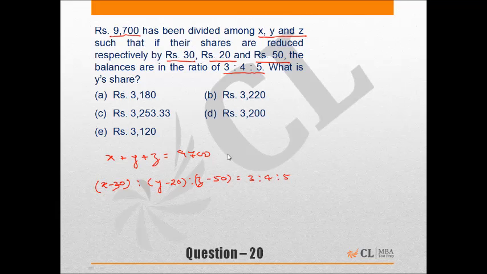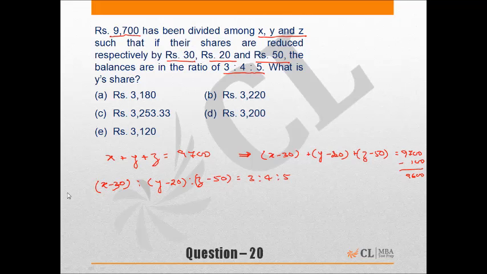So combining these two equations, you will then say that x minus 30 plus y minus 20 plus z minus 50 will be equal to 9700 minus 50 minus 30 minus 20, which is 100, so which is nothing but 9600.